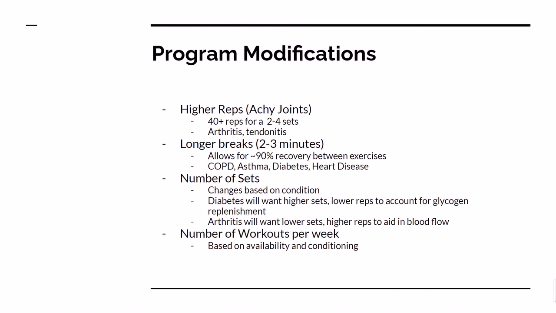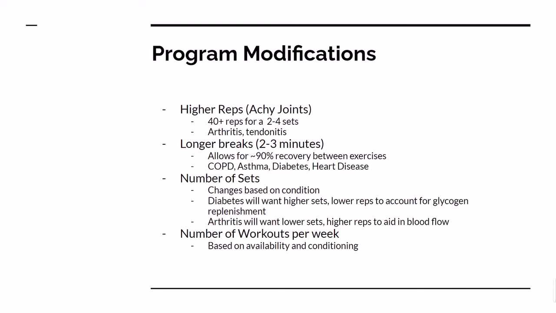So then we have program modifications. This is where we'll actually change the entire week of working out. So we will typically want to start adding in higher repetitions for achy joints like arthritis patients and patients with tendonitis. This is where we'll have like 40 plus reps for around 2 to 4 sets.